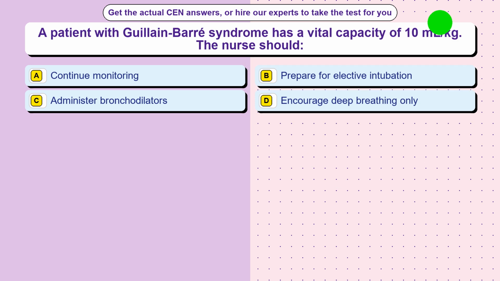Question 16. A patient with Guillain-Barré syndrome has a vital capacity of 10 ml/kg. The nurse should: Option A, continue monitoring. Option B, prepare for elective intubation. Option C, administer bronchodilators. Option D, encourage deep breathing only.